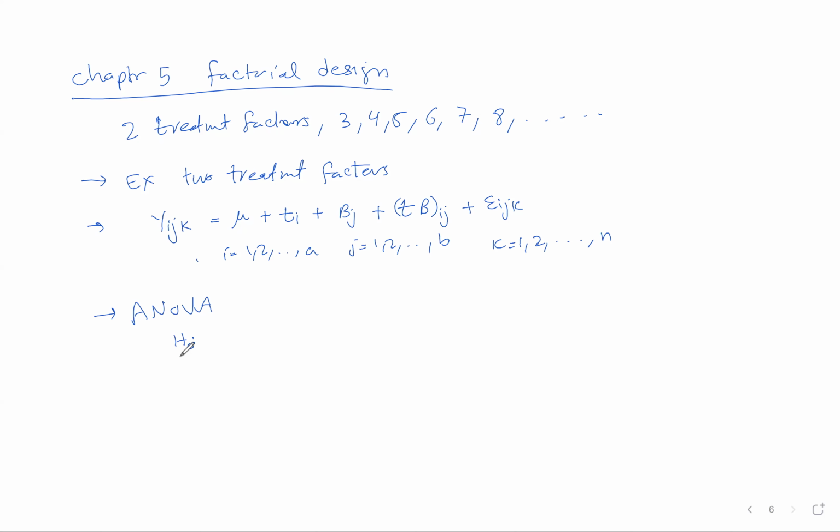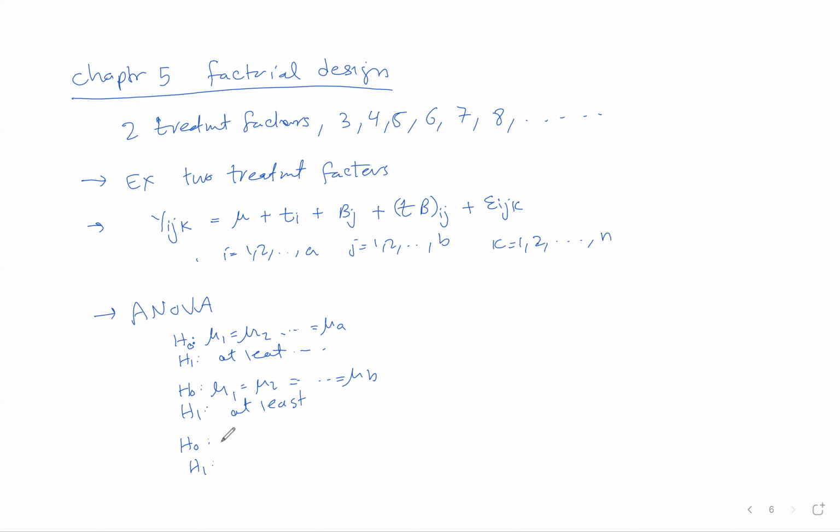The first one is the null and alternative for the first treatment factor. The second one, H0, H1, will be for the second treatment factor. H0, H1 for the interaction between the two treatment factors. The first one can be written as mu1 equal mu2 up to mu a versus at least one is different. The second one will be mu1 equal mu2 up to mu b versus at least one is different.